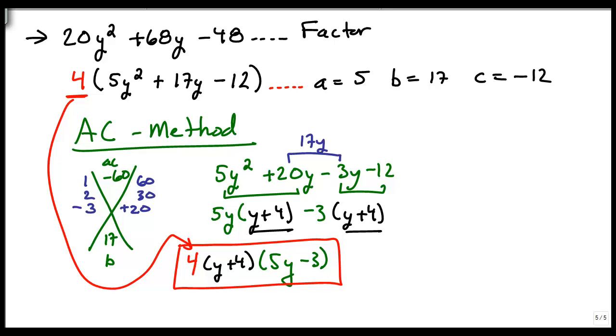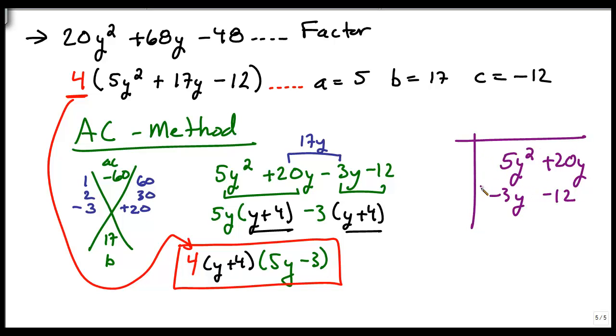Okay, using my little box method, I would put down 5y squared plus 20y minus 3y minus 12. Okay, and then I'd go ahead and factor. Greatest common factor in the first column looks like it's a y. Greatest common factor in the second column looks like it's a plus 4. Greatest common factor in my first row is 5y. Greatest common factor in my second row is a negative 3. So here I have y plus 4, 5y minus 3.